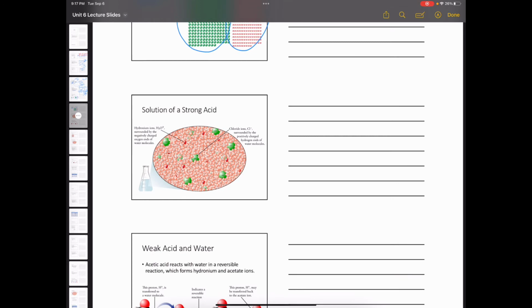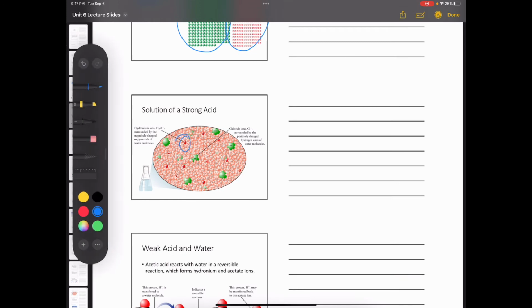So in a solution of strong acid, as you see here, you have the hydronium surrounded by the negatively charged oxygen end of the water molecule. We have explained why this happens, due to the partial positive charge and partial negative charge that exists over the water molecule. And you have the chloride ion surrounded by the positively charged hydrogen end of water. That's the only way to stabilize this bond, because of the partial negative charge and partial positive charge over the hydrogen side of the water molecule.